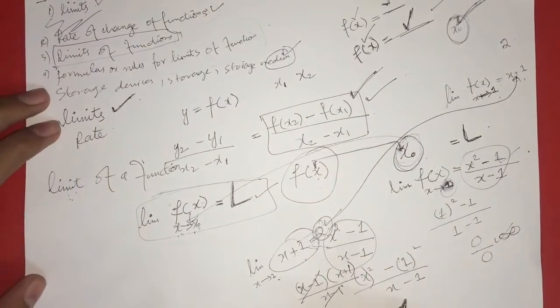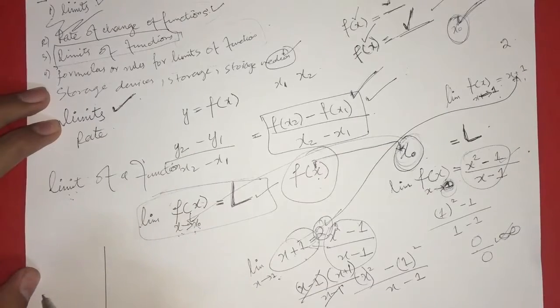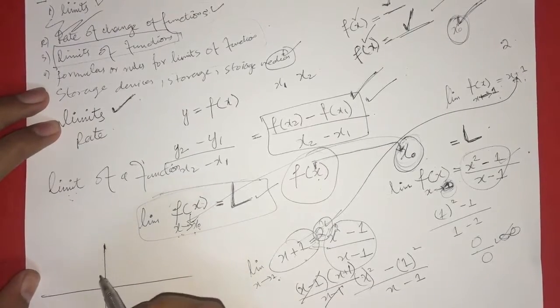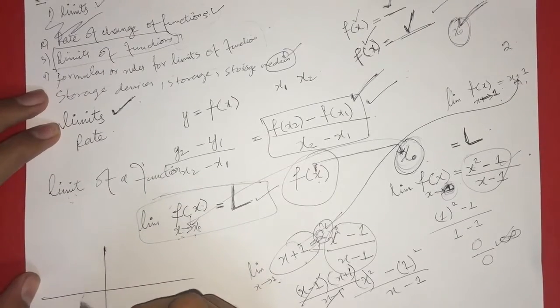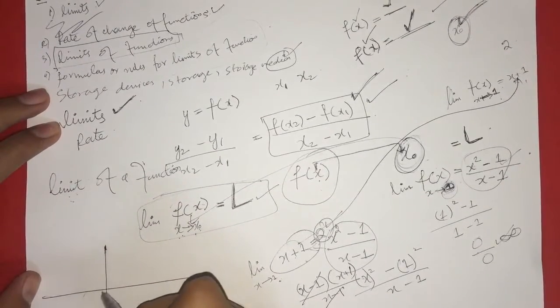So how do we graph this? We graph it like, for example, x plus 2. So x plus 2 is like this, the graph.